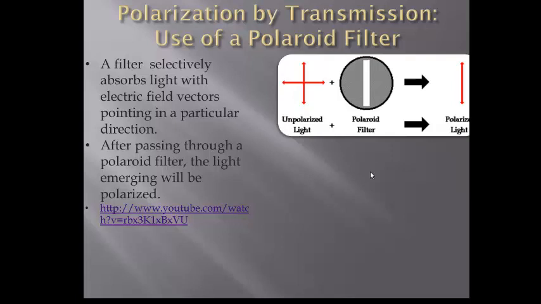When we polarize by transmission, what we're doing is using a Polaroid filter. The filter is going to selectively absorb light with electric field vectors pointing in a particular direction. So for example, looking at the diagram to the right, this polarizing filter is going to absorb any of the light rays that are moving horizontally. It's going to allow only the light through that's vibrating in a vertical direction. So by transmitting our unpolarized light through our filter, we come out with polarized light. So the light emerging is always going to be said to be polarized.